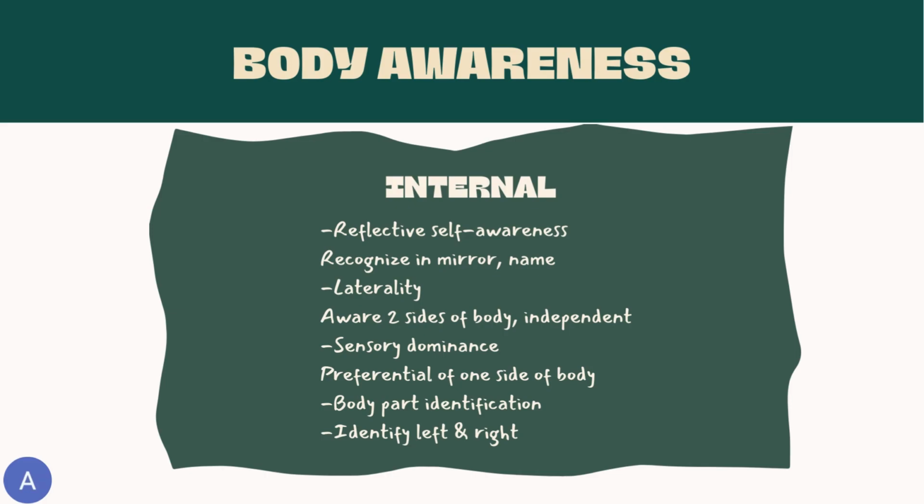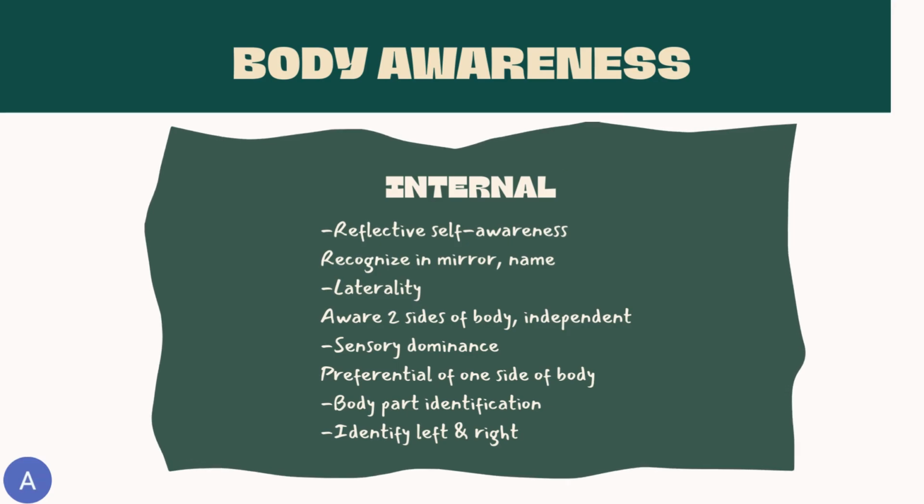So body part identification is the ability to be aware which one is your hand, which one is your leg. So to know your body parts and the location. So generally it's like that. And then the last one is to identify left and right. So for example, if we ask a child, put up your right hand, stomp your left foot. So the ability to differentiate the left and right and to do it spontaneously and correctly.